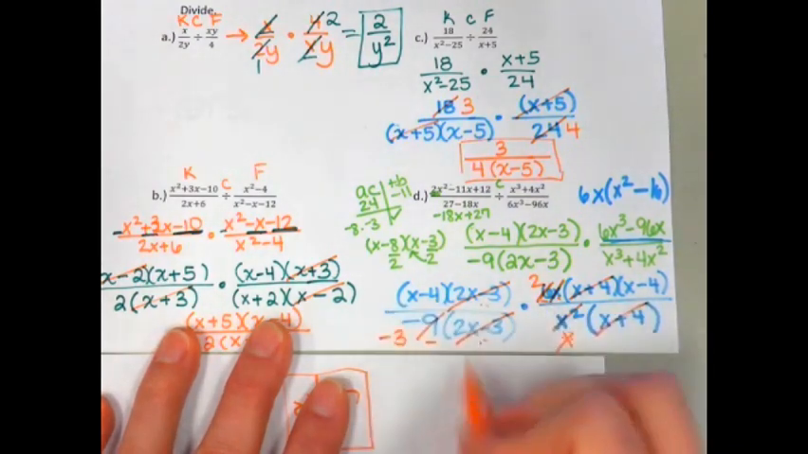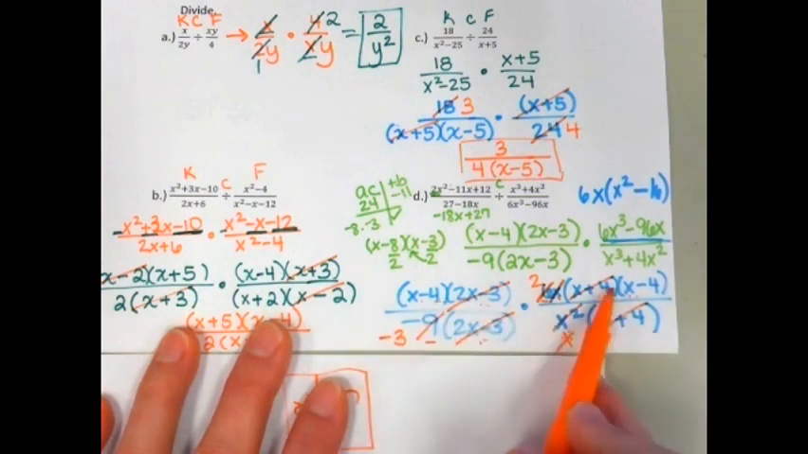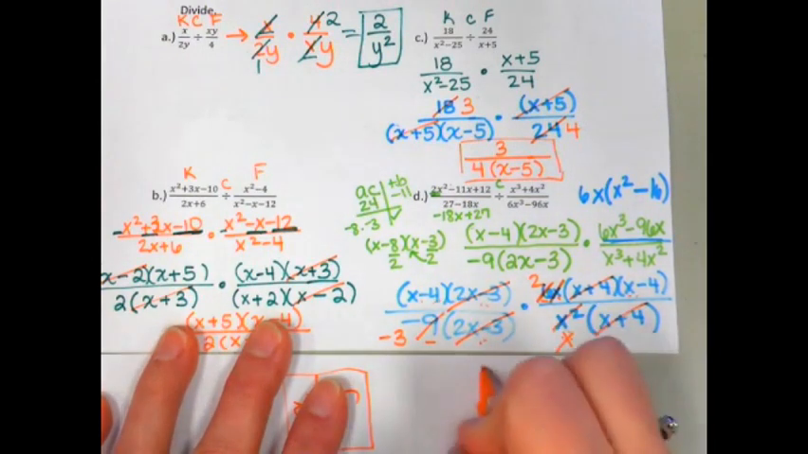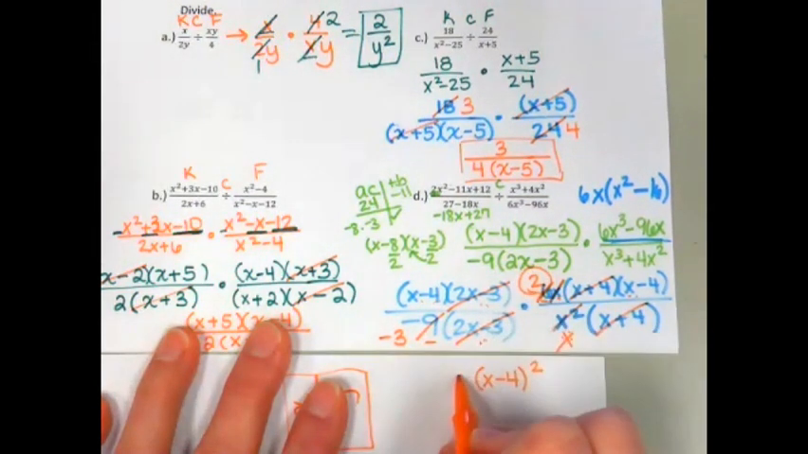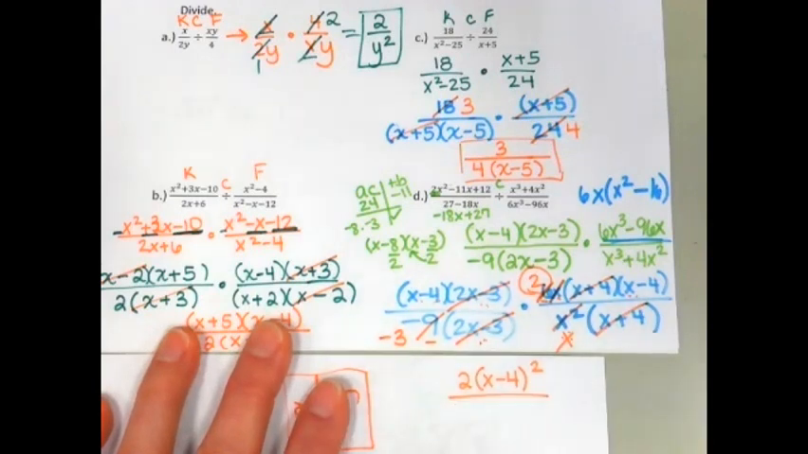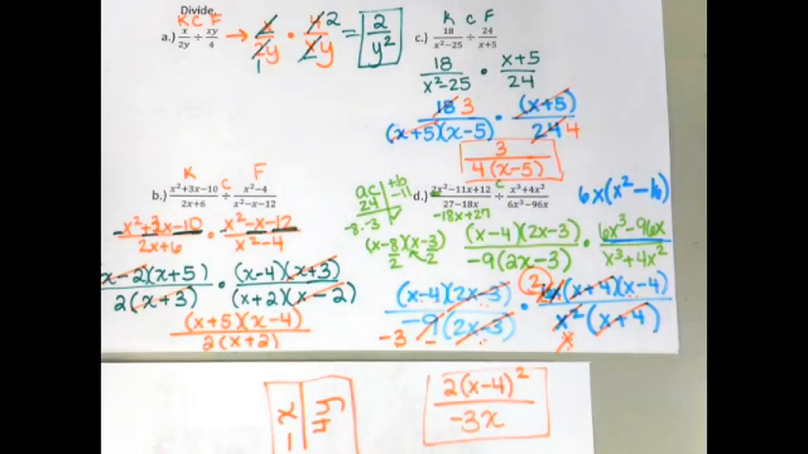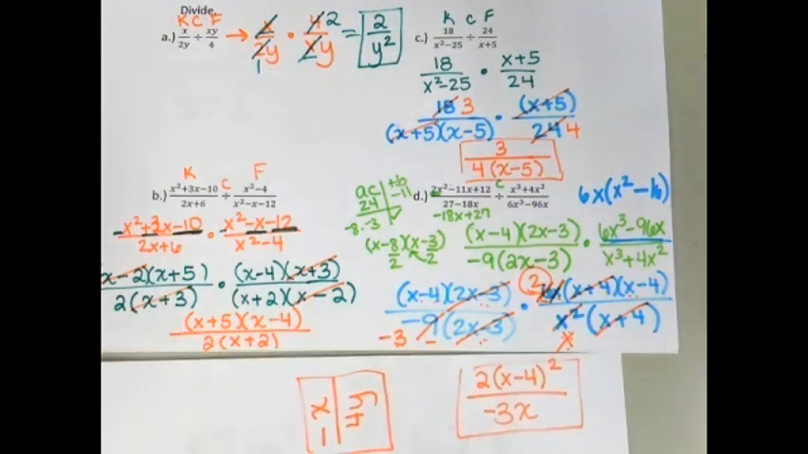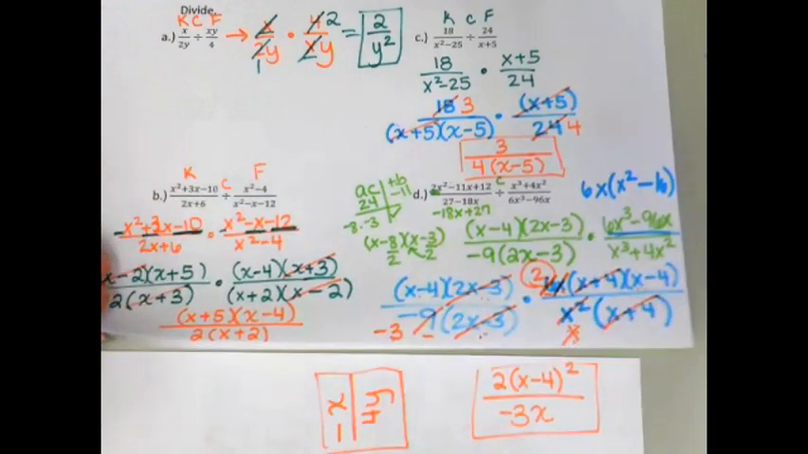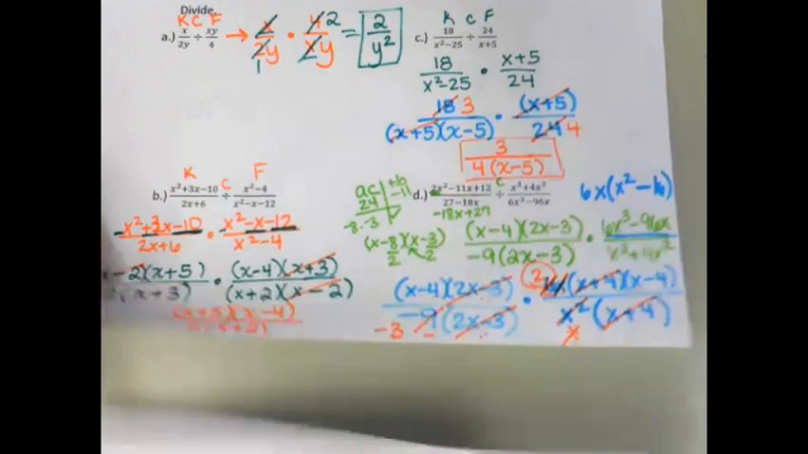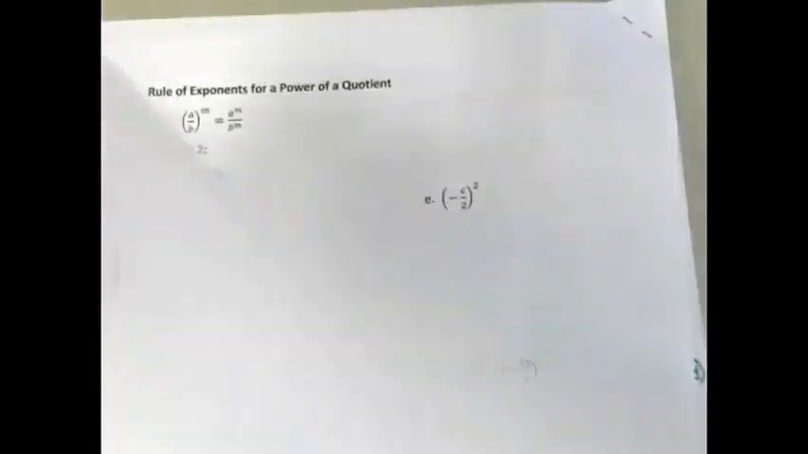So in the top, I have an x minus 4 twice. So how could I write x minus 4 twice? X minus 4 squared. I also have a 2. And then in my denominator, I have a negative 3 and an x left over. And that would be your final answer. Sorry, I kind of ran out of room. Okay. So do you guys understand why I say factoring is important? Yeah, we do it a lot, okay? Not just this chapter, but never ending.